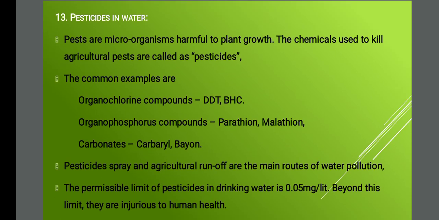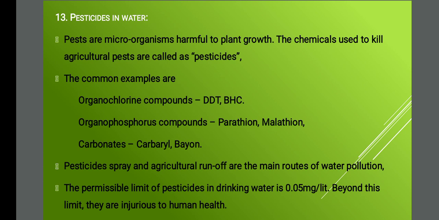What do I mean by pesticides? First we should know what a pest is. Pests are microorganisms which are harmful to plant growth. The chemicals used to kill these pests are called pesticides. 'Side' means killing. So the chemicals used to kill unwanted pests in agriculture are called pesticides. I'll repeat: pests are microorganisms harmful for plant growth, and the chemicals used to kill these pests are called pesticides.